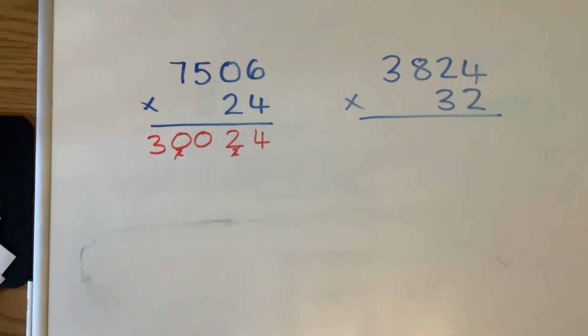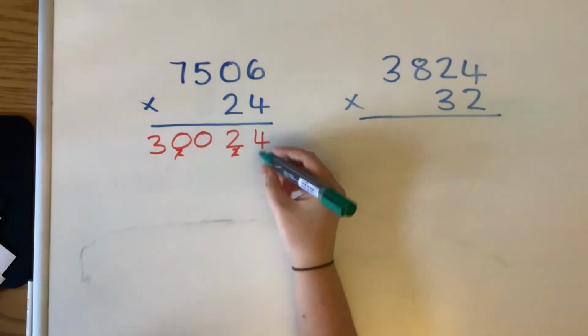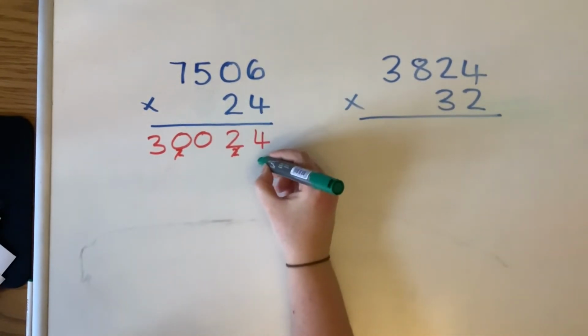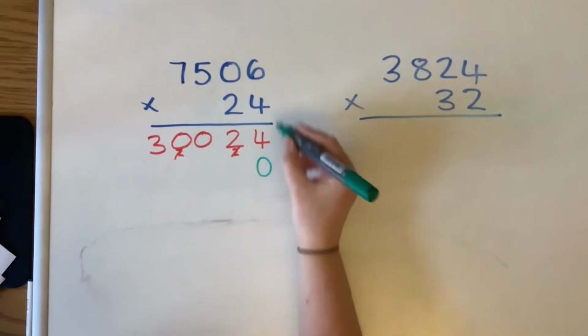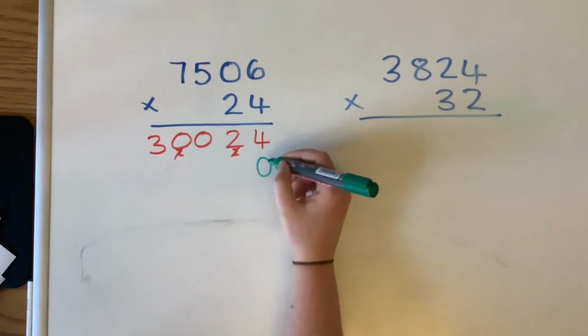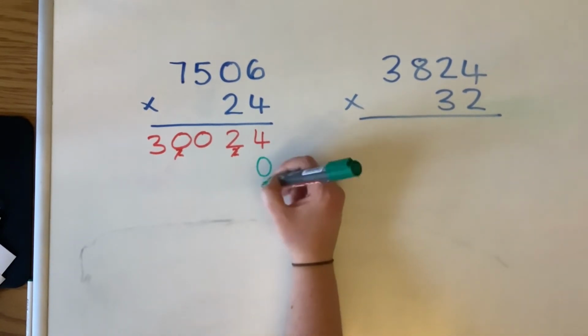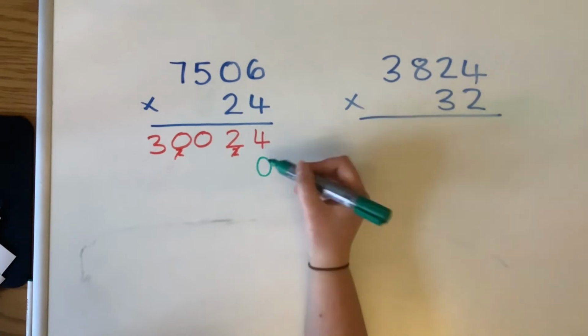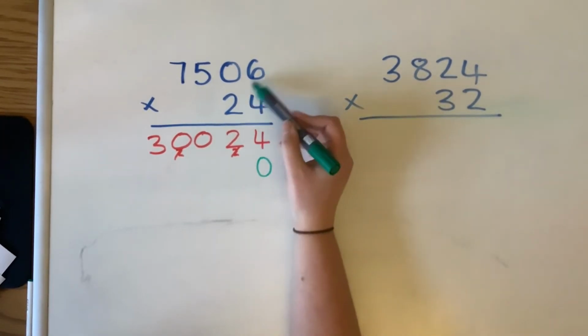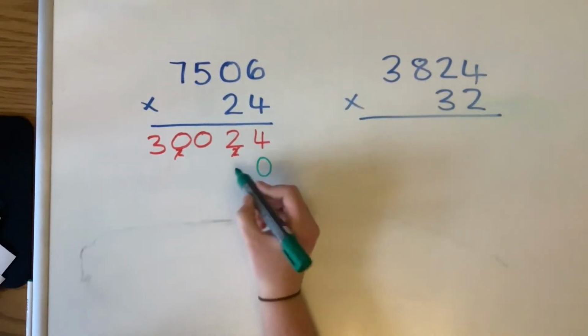Next, I'm going to multiply the tens in 24. The first thing I must remember to do, because I'm multiplying by tens, is to put in my 0 as a placeholder in my ones. I think this is where lots of us sometimes go wrong, because we forget that 0. Once I've put it in, then I just start multiplying. 2 times 6 is 12.